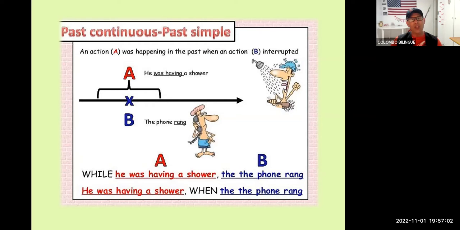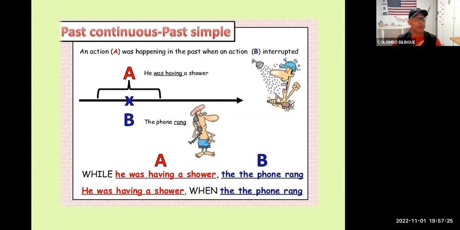Okay, good. So what do you wanna do? Teacher, actually what I wanna do is say when. All right, so let's go on. Teacher, he was having a shower when the telephone rang. Okay, so you don't necessarily have to start with while. If you see the example now, you say, he was having a shower when the telephone rang.